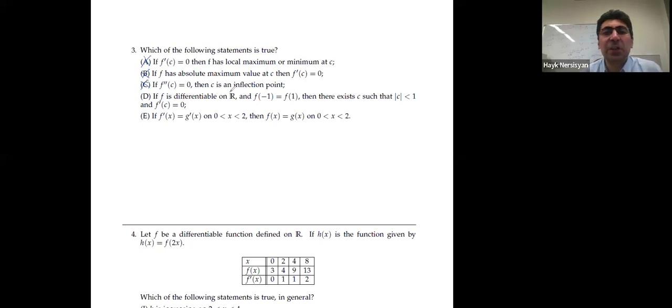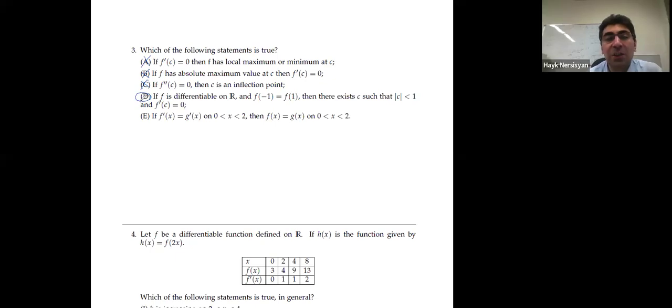If f is differentiable, f minus 1 equals to f1, then there exists C, module C smaller than 1, such that f prime C equals to 0. What do you think? Is this correct? And why it is correct? We can imply mean value theorem. In particular, the mean value theorem immediately will conclude, but the case of mean value theorem when f minus 1 equals to f1, we are calling Rolle theorem. So it's just Rolle theorem.